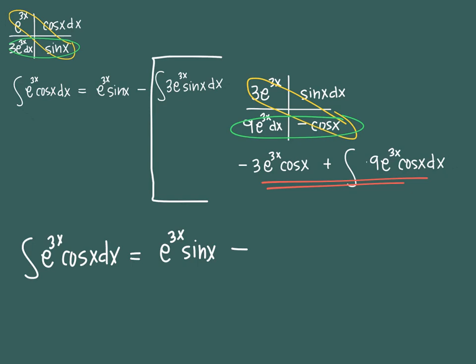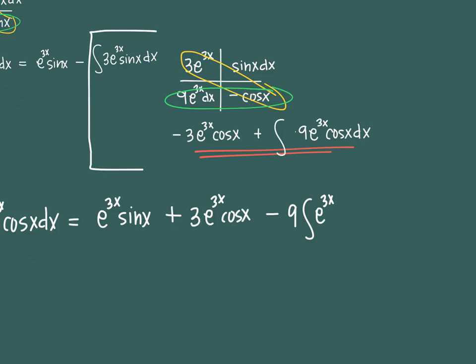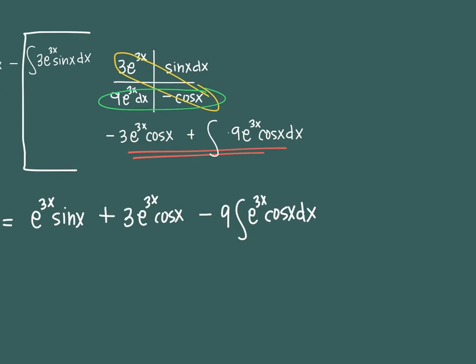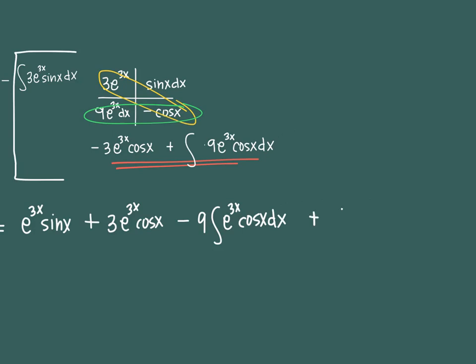My minus will affect the negative 3x. That will change me to a positive 3 e to the 3x cos x. My minus will affect my integral. So if you don't mind, I'm going to put the minus there, and I'm going to put the 9 in front because it's a constant, and we learned that we can pull constants out to the front. Cos x dx, and I'm going to put my plus c at the end.